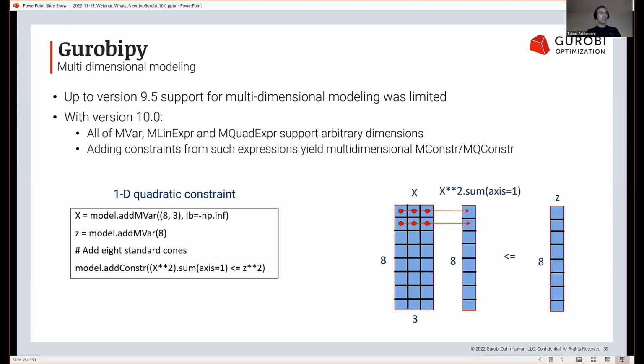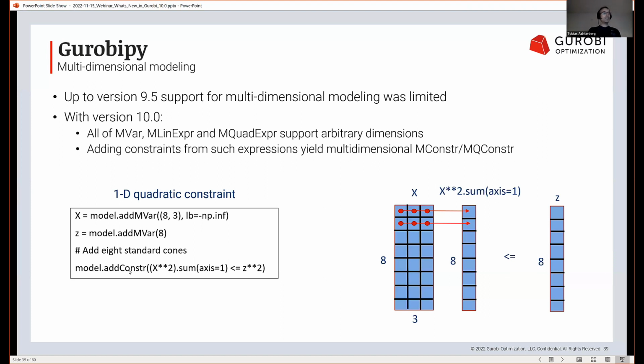Then also for one-dimensional vectors, you can do some more stuff here. So here's a quadratic constraint. Again, you have a matrix variable, dimension 8 by 3 in that case, and you have another matrix variable that is just one dimensional. So this is just a vector of 8 entries, right?